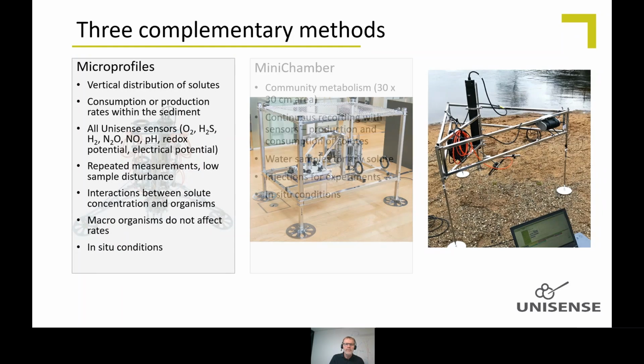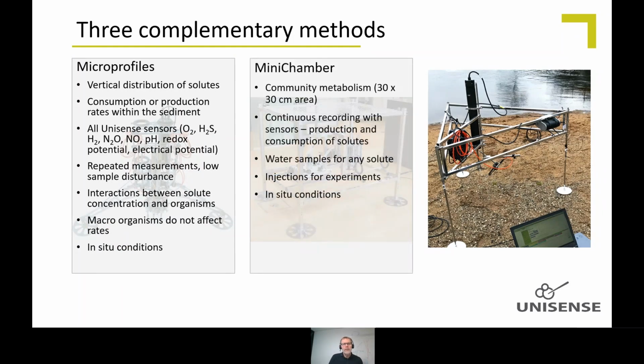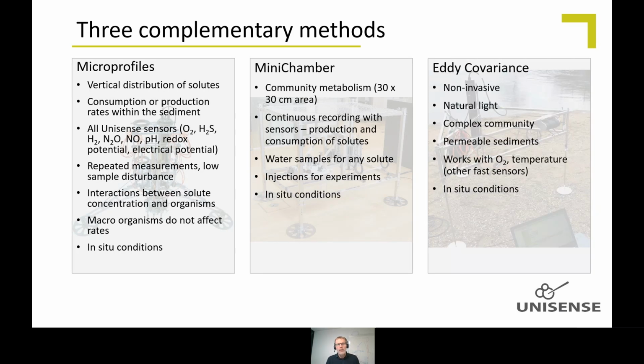The flux chamber lander, well, that is more for a community metabolism measurement. So anything that has been captured within this 30 by 30 centimeter chamber will contribute to the fluxes you measure. You have a continuous recording with sensors, and you can calculate production and consumption of solutes from that. But you can also take water samples and analyze any solute you want. You can do injection for experiments, and this is also very much in situ conditions.